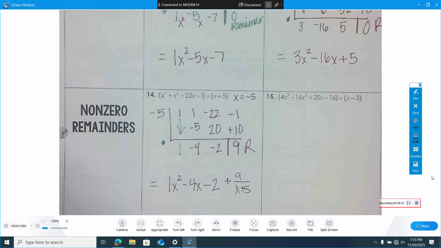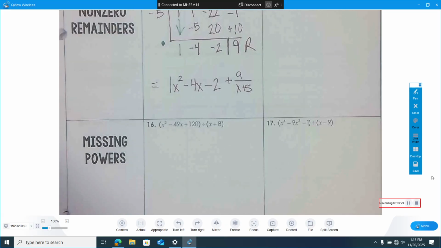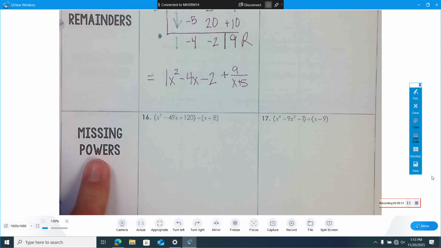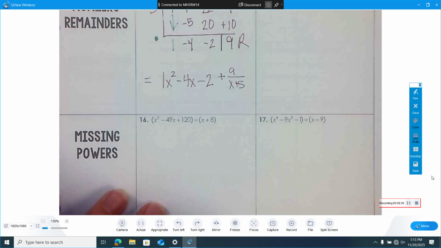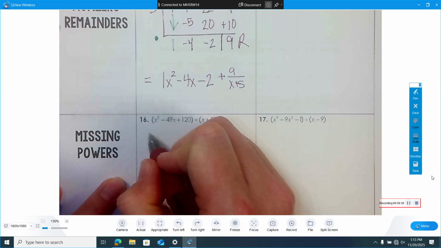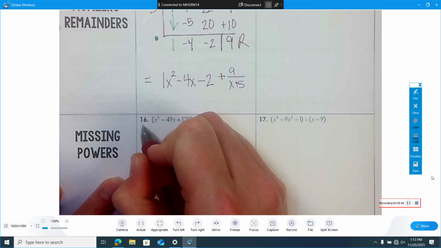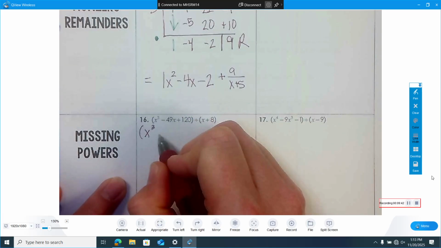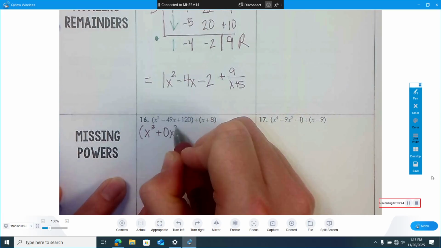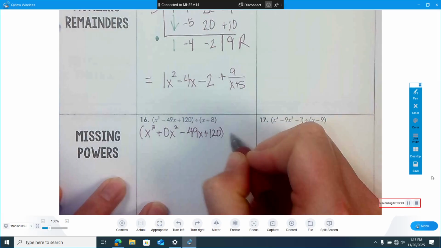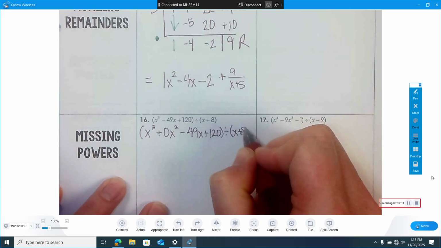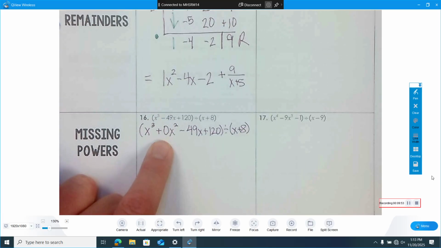Okay, good so far? You getting the pattern? Okay, let's try another. Let's do 16 and 17 because these have missing powers. We're missing stuff. So you got to fill in with zeros. This is really important. I'm going to go ahead and just rewrite this so we get x cubed. What's missing? Yes, so 0x squared minus 49x plus 120, and we're going to divide by x plus 8. That is the thing we have to look out for.